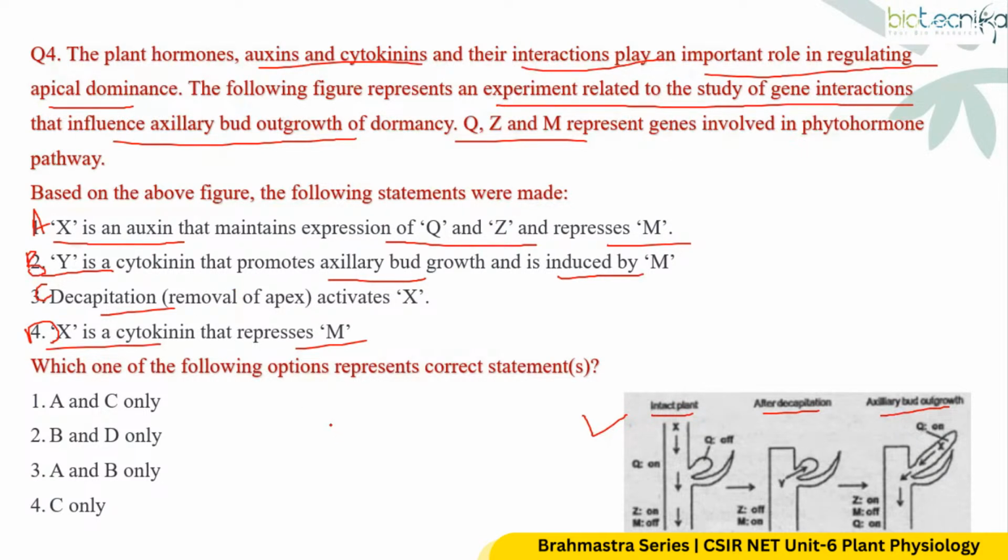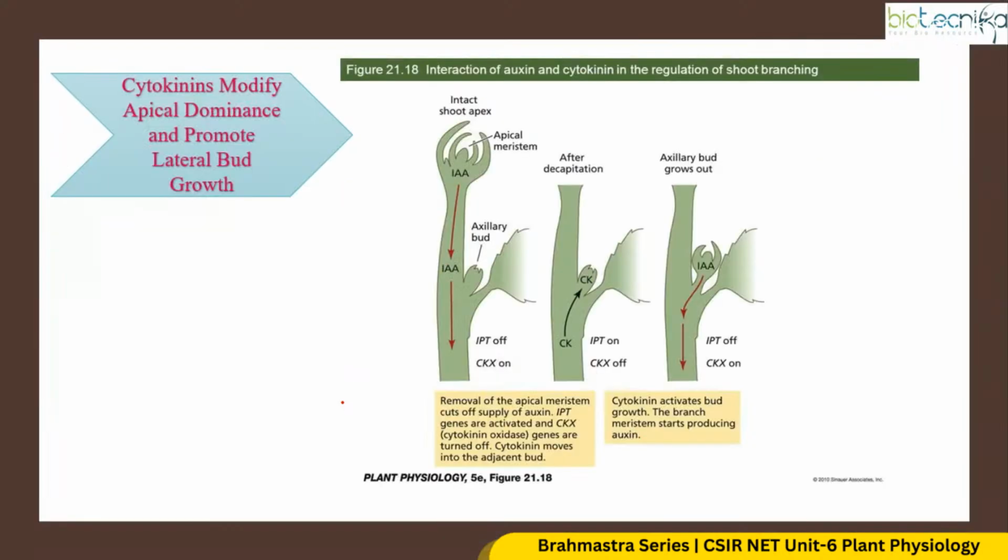Okay, let me show you the answer then. The correct answer is what you mentioned, Sarita. It is A and B. And others, have a look over here. This image is directly taken from your Taiz and Zeiger book, and it is just one example I have shown you. Like this, several examples are there of image-based questions taken directly from the book itself.